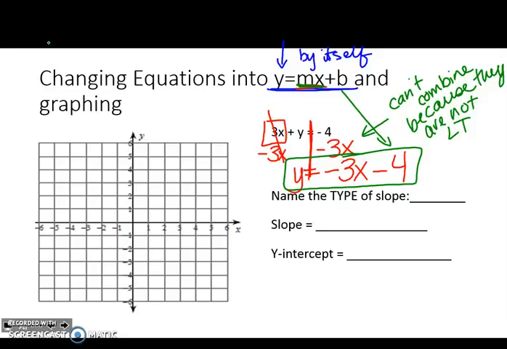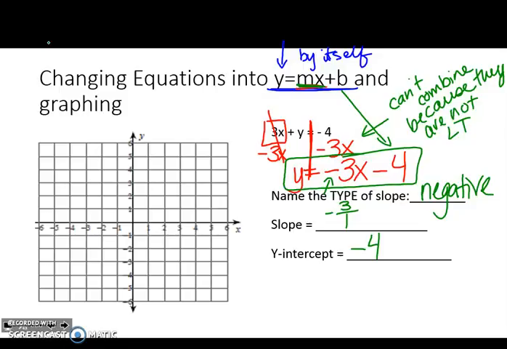This, we all know how to graph. So from that point, you're going to follow the exact same steps that we've been doing all week. You're going to follow the exact same steps that you just did on your quiz in order to finish this problem. So you need to name the type of slope. Since that number is a negative, we're going to have a negative line. Our slope is a negative 3 over 1. And our y-intercept is a negative 4.